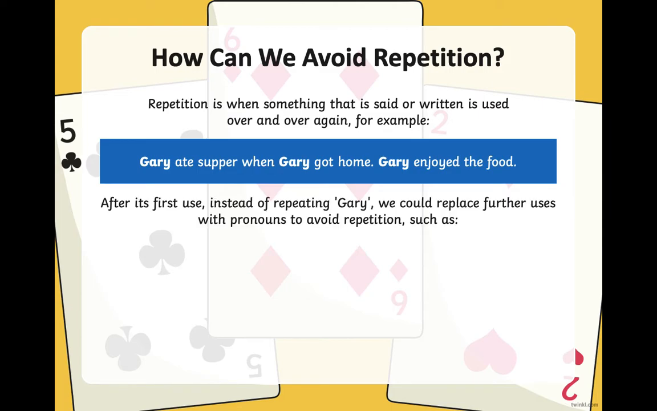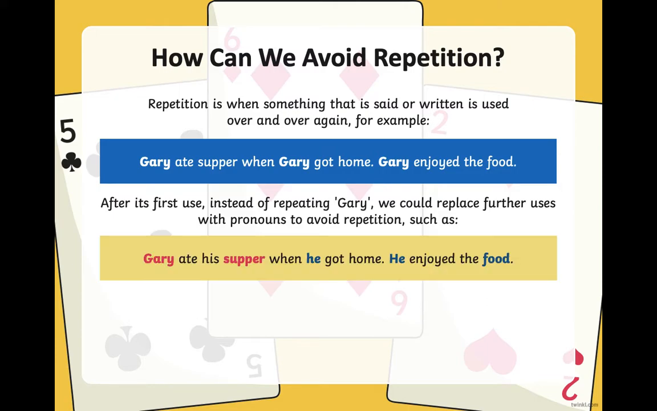So instead of repeating Gary, we could replace further uses with pronouns to avoid repetition. Pronouns replace the noun Gary, the proper noun. So Gary ate his supper when he got home. He enjoyed the food. So you see also the noun supper has been made red, and the reason for that I'll explain in just a moment.